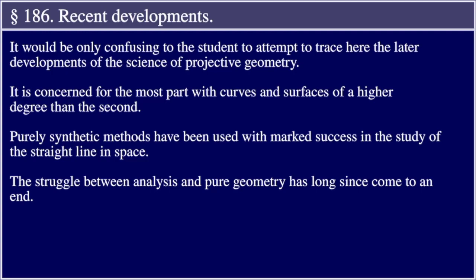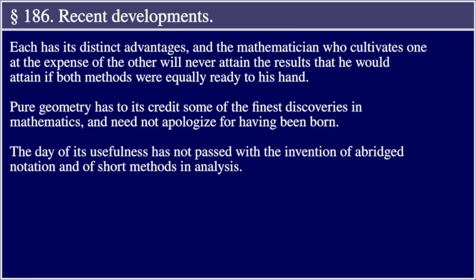The struggle between analysis and pure geometry has long since come to an end. Each has its distinct advantages, and the mathematician who cultivates one at the expense of the other will never attain the results that he would attain if both methods were equally ready to his hand. Pure geometry has, to its credit, some of the finest discoveries in mathematics, and need not apologize for having been born. The day of its usefulness has not passed with the invention of abridged notation and of short methods in analysis.